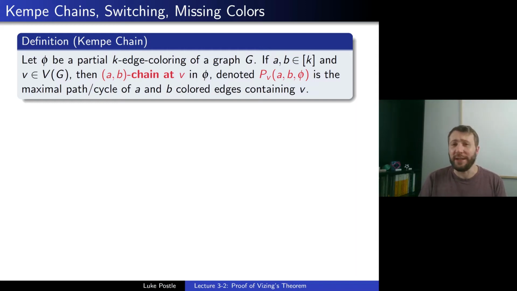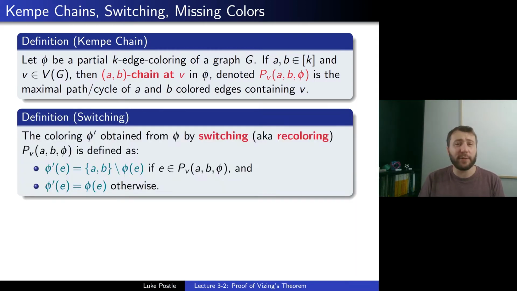One was Kemp chains, introduced by Kemp in the 1800s. So a Kemp chain: I'll give you a partial k-edge coloring of a graph G, call it phi. If A and B are colors in 1 up to k, of course, and a vertex v of G, then the AB chain at v in phi, denoted with the somewhat strange notation P v, AB, phi, is the maximal path or cycle of A and B colored edges containing v. So we saw how to use Kemp chains last time.